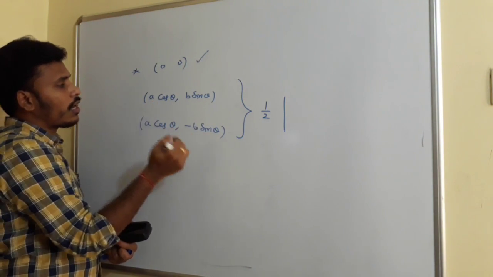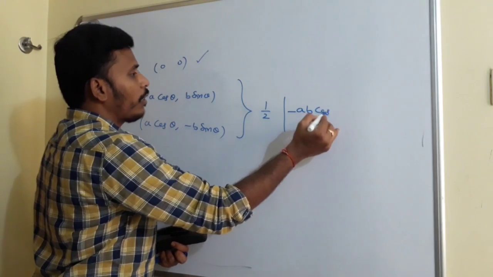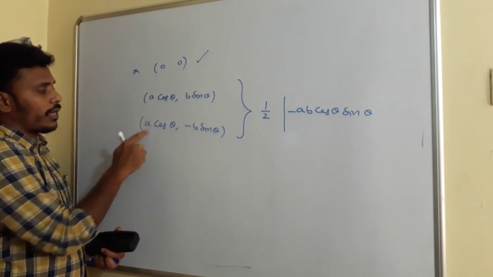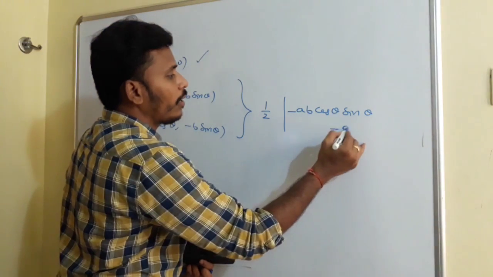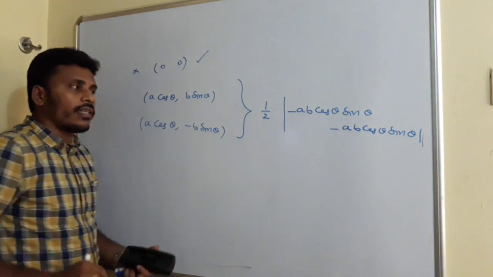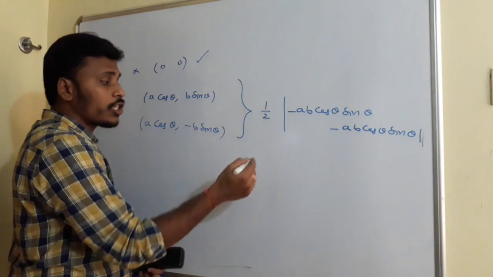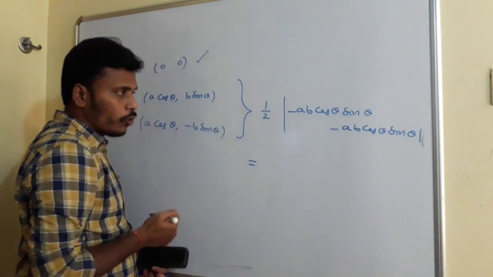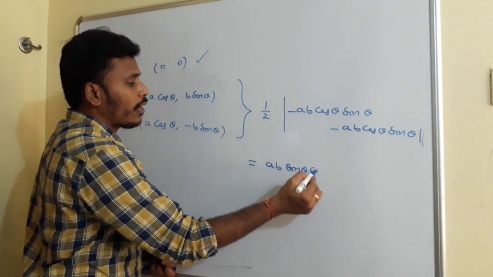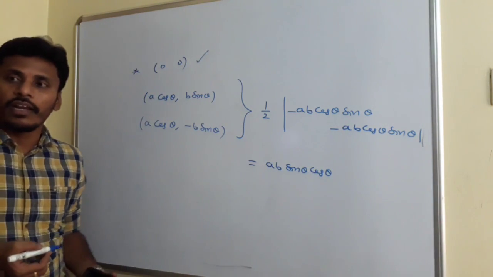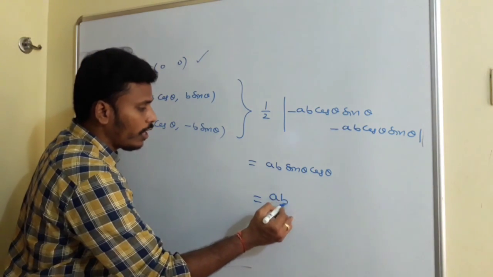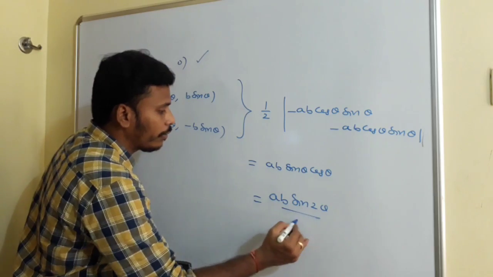If you multiply A cos theta and minus B sin theta, this is minus AB cos theta sin theta. And then the product of these two along with the minus: again A cos theta into B sin theta is minus AB cos theta sin theta. Now minus AB cos theta sin theta minus AB cos theta sin theta is minus 2AB cos theta sin theta, and here we have the 2 and the modulus also. If you simplify, you will get AB sin theta cos theta. From trigonometry, sin theta cos theta can be written as sin 2 theta by 2. So this equals AB sin 2 theta divided by 2.